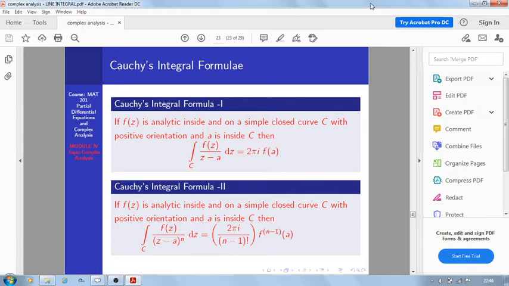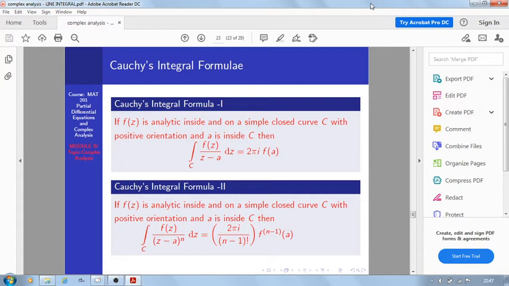കഴിഞ്ഞ ക്ലാസ്സിൽ നമ്മൾ കണ്ടത് Cauchy's integral theorem ആണ്. Cauchy's integral theorem ചെയ്യുമ്പോൾ, function f of z analytic inside and on a simple closed curve C, then integral of the function will be 0. That is what Cauchy's integral theorem says. So given a function f of z, we check whether the function is analytic. If it is analytic, check whether the curve C is a simple closed curve. Then you can write the integral as 0.